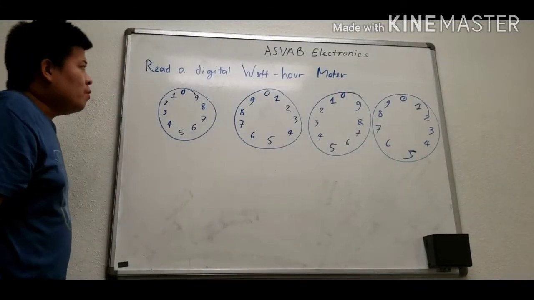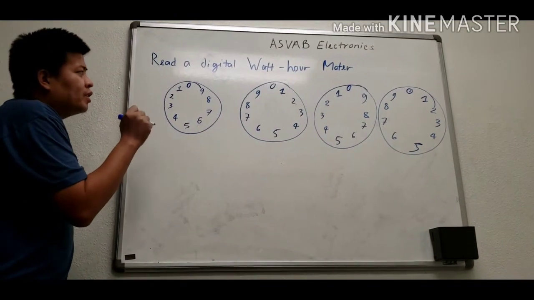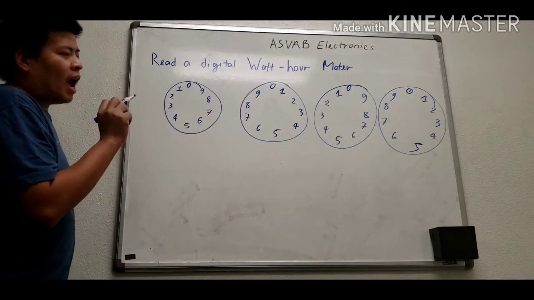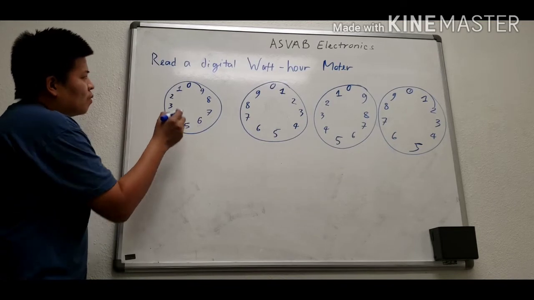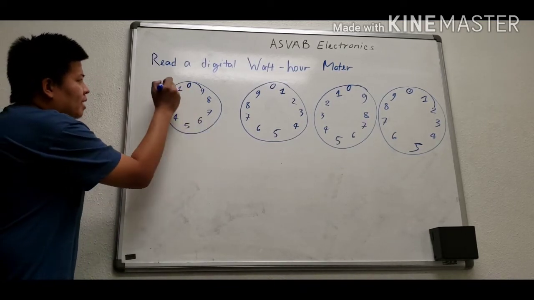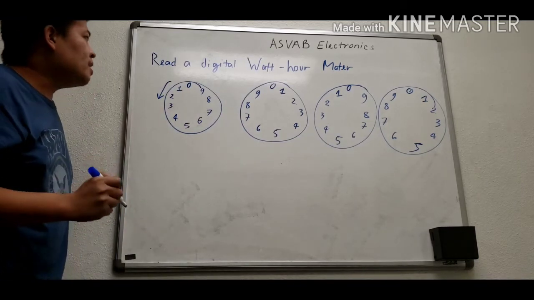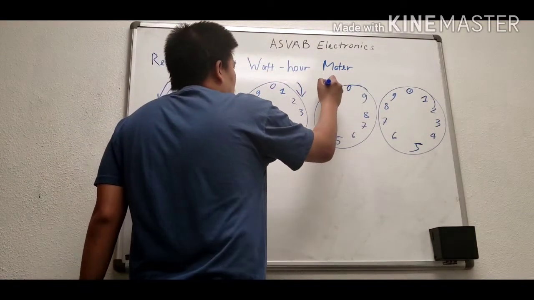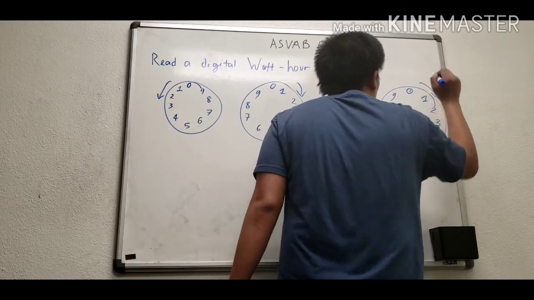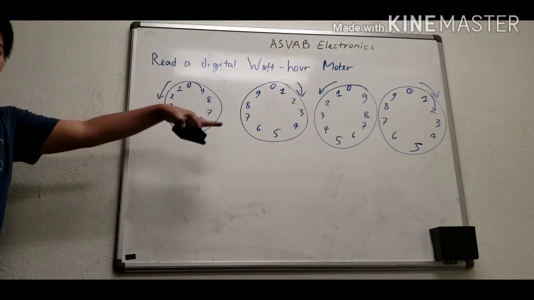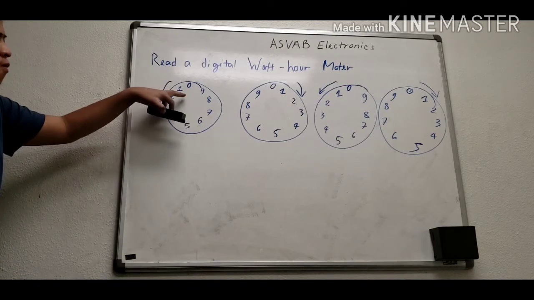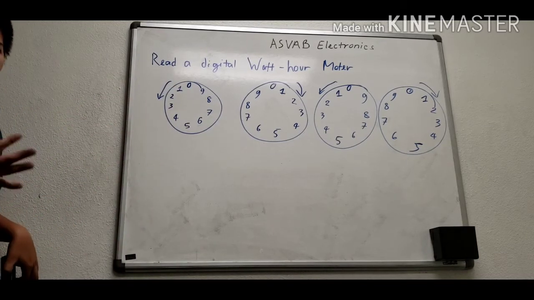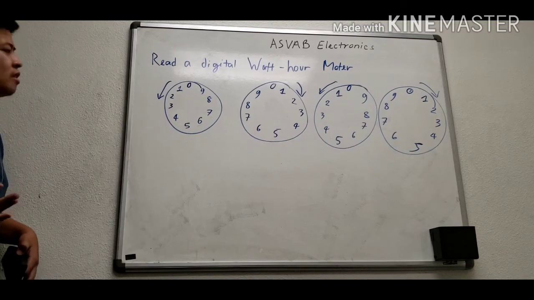In this question, we will learn how to read a digital watt-hour meter. This is on the ASVAB, and we need to learn how to read a watt-hour meter. Here, we can see that 0, 1, 2, 9 go anti-clockwise. 0, 1, 2, 3 go clockwise, then anti-clockwise, and clockwise. So be careful about that. We need to care about the order from 0 to 9, so that we can figure out which one is clockwise and which one is anti-clockwise.